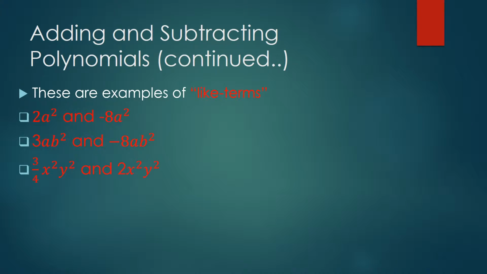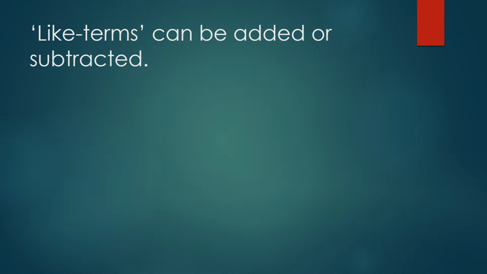The next one, 3/4 x squared y squared and 2x squared y squared. Again, this is another pair of like terms. You have x squared y squared, you have x squared y squared. So those are like terms because they have the same combination of variables with the same exponents, and they each have a coefficient in the front. So each of these pairs of like terms have identical variables, either a squared, ab squared, or x squared y squared, where each variable has identical exponents.